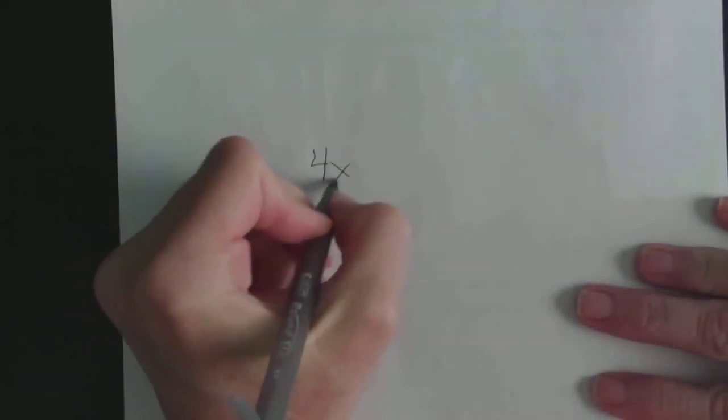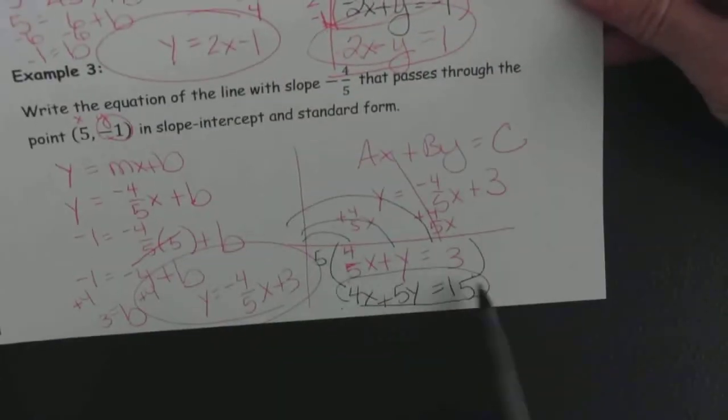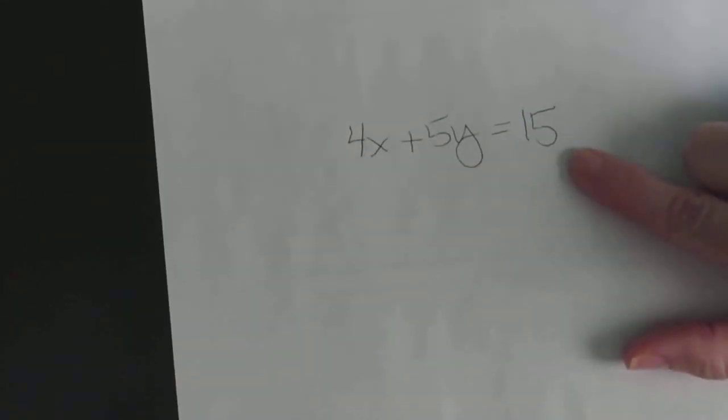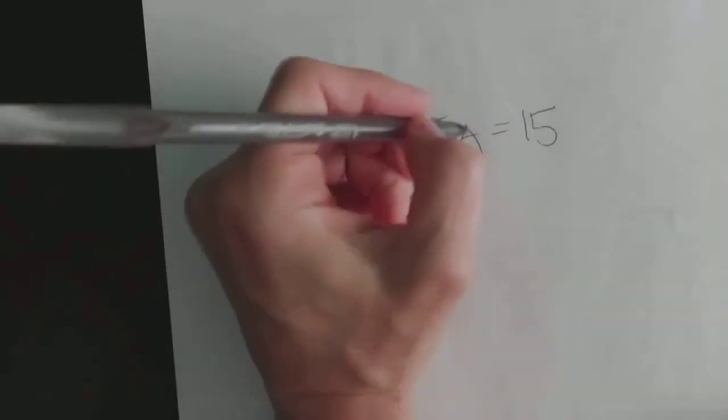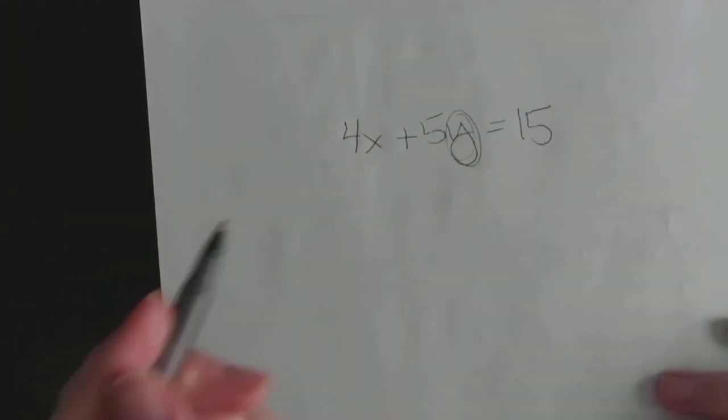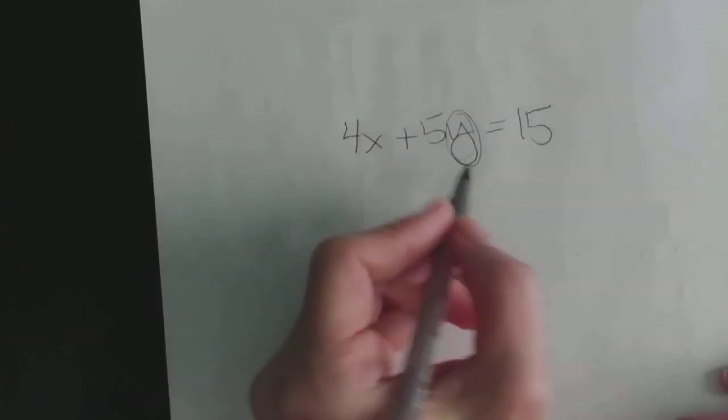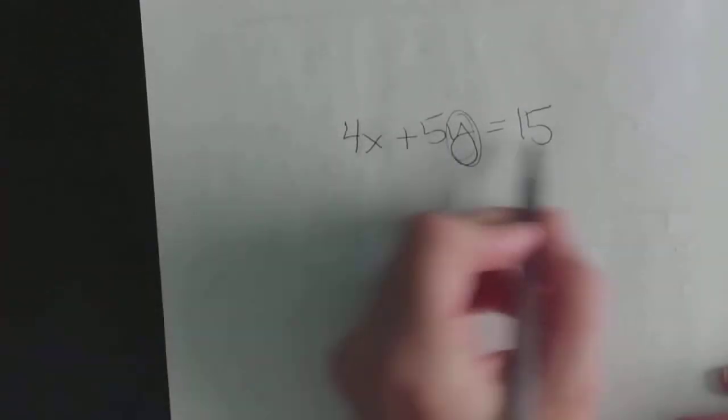And just one final thought as we conclude here. You know, these are in different outfits, but they're the same line. You might think, really? Are they really? Well, yeah, because just check this out real quick. If I had given you this, right? Say I had given you 4x plus 5y equals 15.